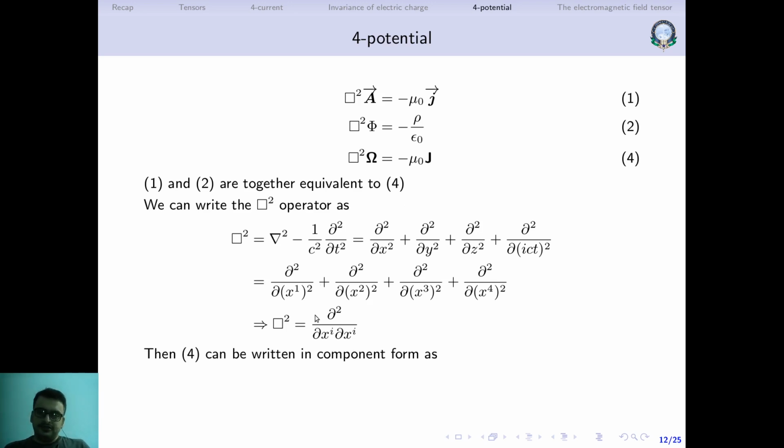Then equation number 4 can be written in component form like this, because omega has its ith component. What are we doing here? When I write omega i comma jj, we are basically differentiating omega with respect to this. So omega i,jj is nothing but ∂²ωi/∂xj∂xj, and because this is a repeated index, a summation is implied over here, minus μ0 ji. So this equation can be written in component form like this.